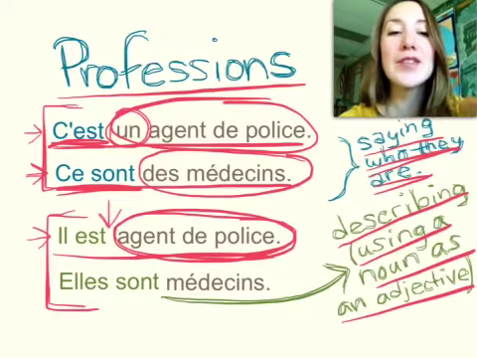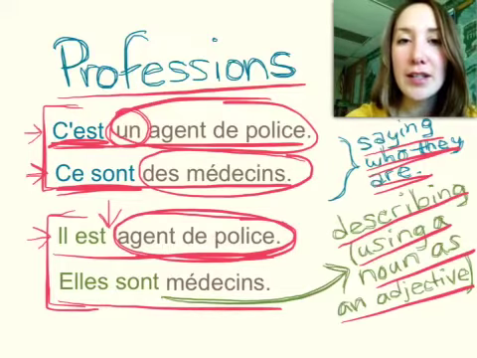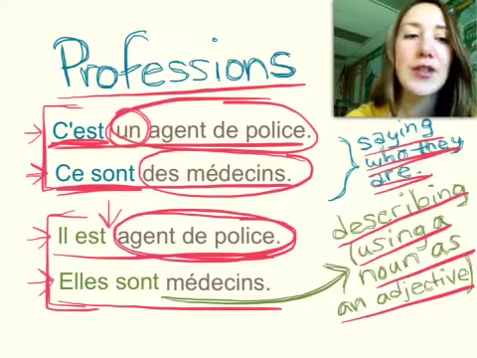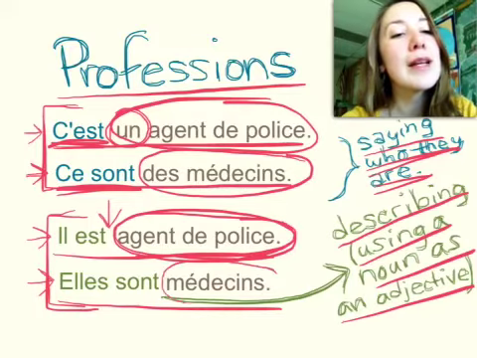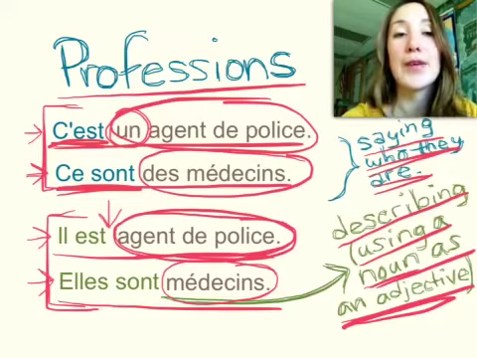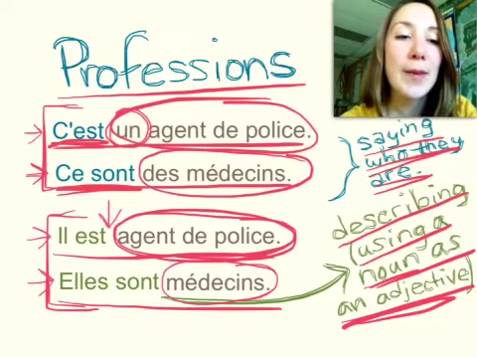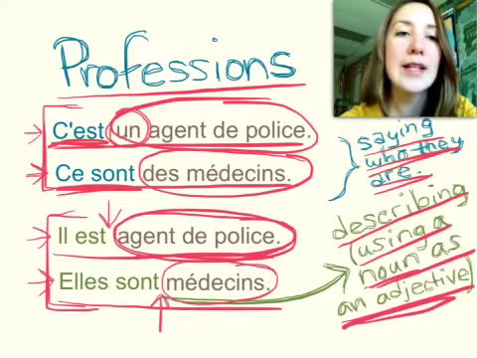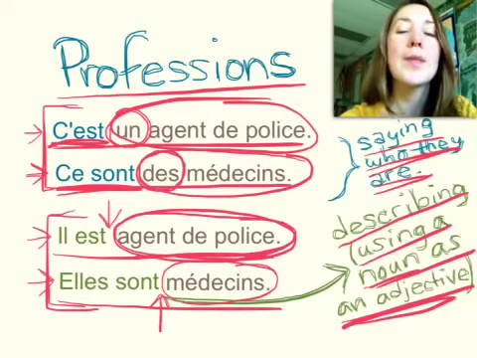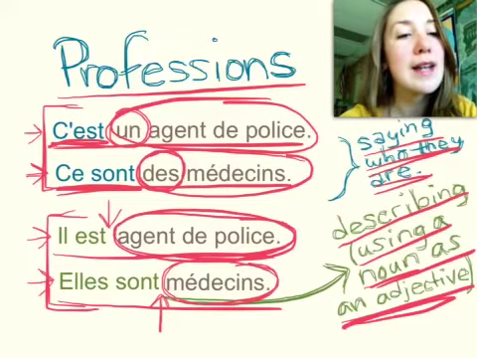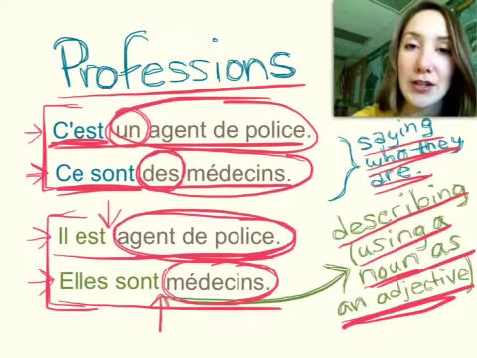Then we have elles sont médecins. They are doctors. And the reason why I can use elles sont, which normally would go with an adjective, is because I'm using médecin as an adjective, even though it's a noun. And so elles sont médecins, they are doctors. Notice here we would normally have our indefinite article des, but there is no indefinite article because we're not using médecin as a noun, we're using it as an adjective.